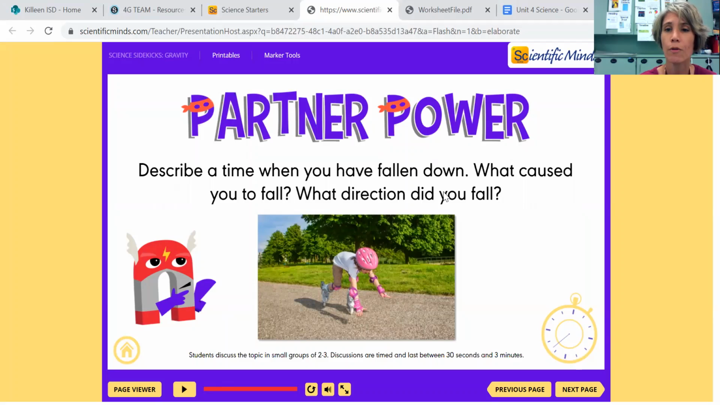Describe a time when you have fallen down. What caused you to fall? What direction did you fall? Pause the video for 1 minute and talk with your partner.